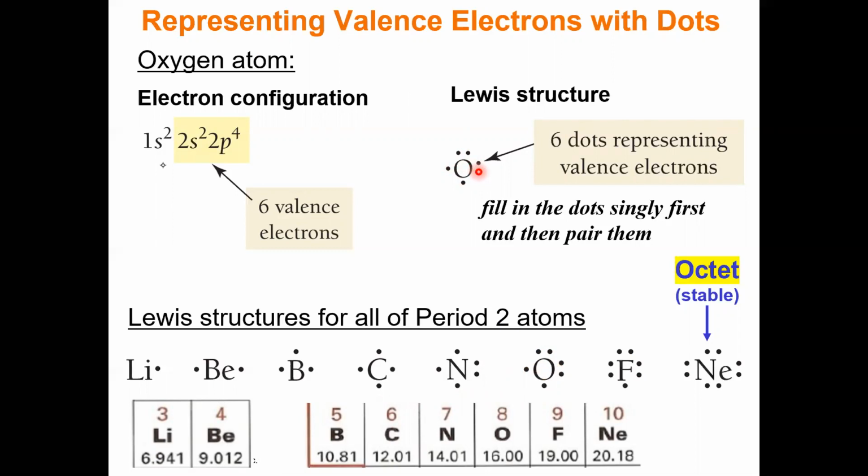We could also see this by writing out the electron configuration. The full electron configuration for oxygen is 1s2, 2s2, 2p4. We only need to look at the valence electrons to see which electrons we need to draw in our Lewis dot structure.